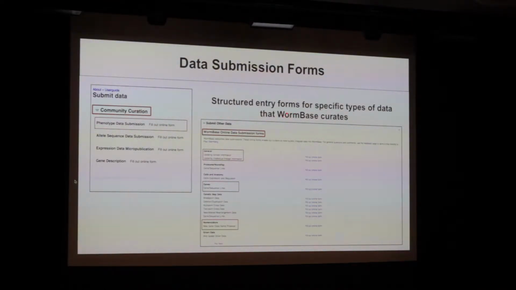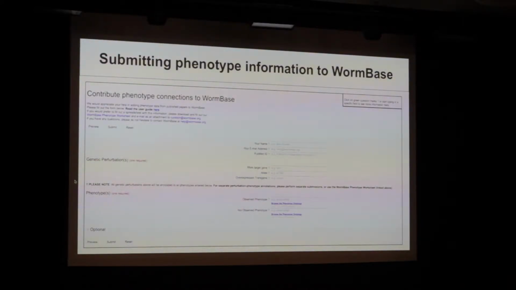We also have other types of structured entry forms for specific types of data. A few things I'll point out here, for example, are updating your contact information, which is really helpful for us at keeping track of our users, as well as things like gene sequence links and requests for new gene names, which again is really important to do before you publish. That helps make it much easier for us to identify things.